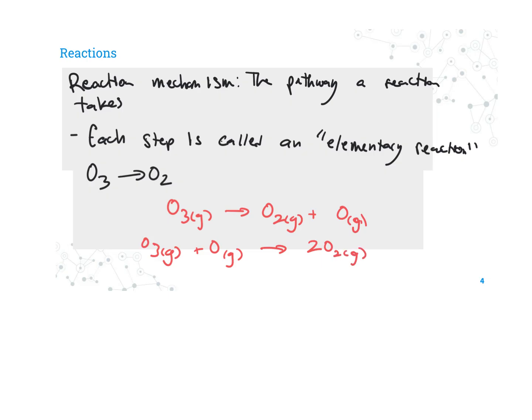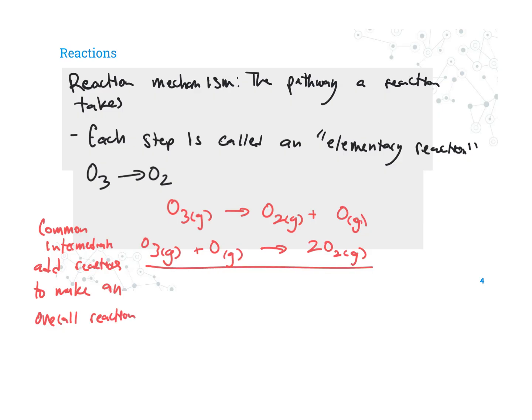Now, we've seen this before with Hess's law, and that is if there's a common intermediate, you can add reactions to make an overall reaction. So in this case, our common intermediate is oxygen, or just oxygen on its own, not oxygen gas. You see they end up on opposite sides of the reaction and they have the same stoichiometry, so we can just add these two together to get an overall reaction of 2 moles of O3 gas react to form 3 moles of O2 gas.